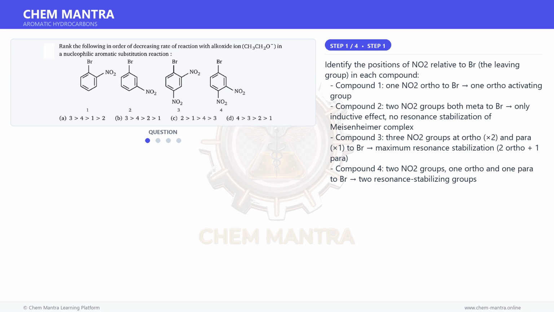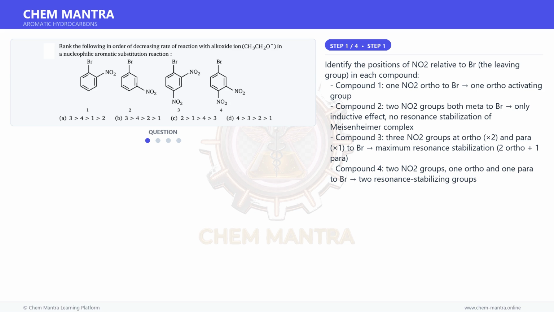Compound 1: 1 NO2 ortho to Br, 1 ortho activating group. Compound 2: 2 NO2 groups both meta to Br, only inductive effect, no resonance stabilization of the Meisenheimer complex.